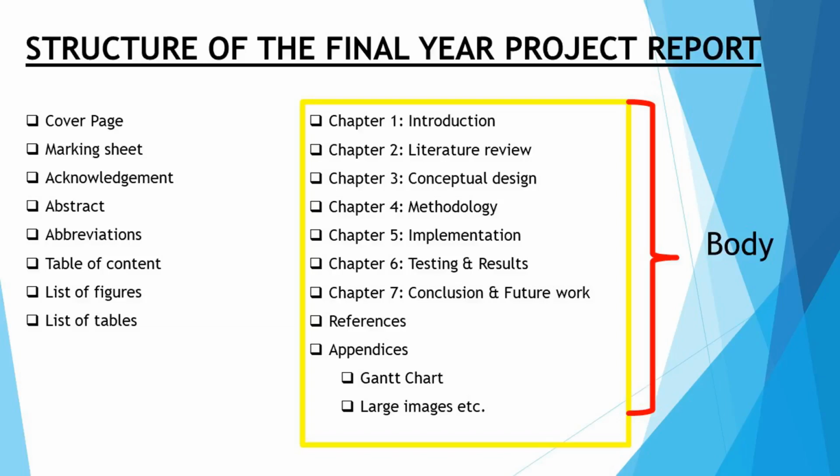Now it's going to conclude with chapters. The first chapter is going to be your introduction, then the second one is going to be your literature review, then the third one is going to be your conceptual design, and the fourth one is going to be your methodology, and then the next one will be your implementation. Then chapter 6 will be your testings and results. Then chapter 7 will be your conclusion and future plan. Lastly, you should add a reference and appendices for your final year project report.